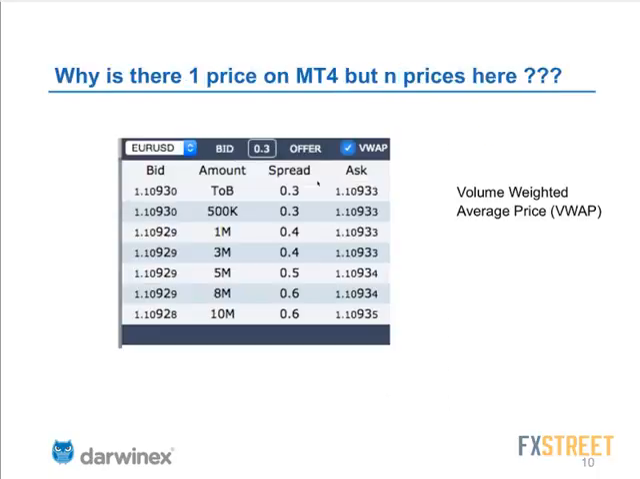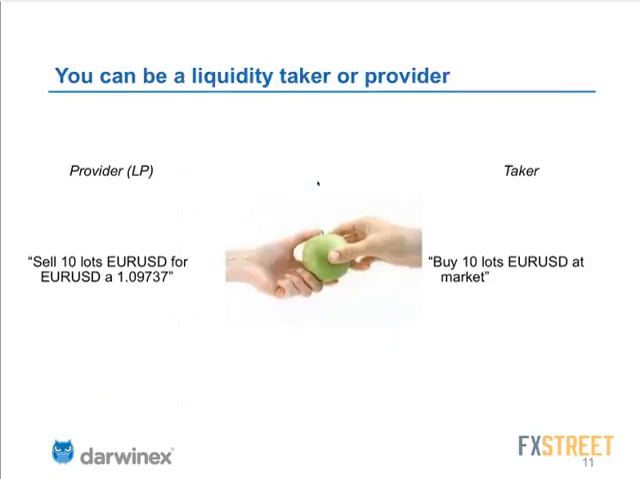Okay, so how does MT4 cope with this? Well, for starters, we have to differentiate between the concept of being a liquidity taker and being a liquidity provider. In the case where you're a liquidity provider, what you send is limit orders where you say, I'll sell 10 lots of euro-dollar at 1.09737. And if I get hit, it's only going to be at this price. And if I don't, then I will not trade. I'm just going to trade 10 lots at 1.09737. That's what liquidity providers do, the ones that feed into the order book.